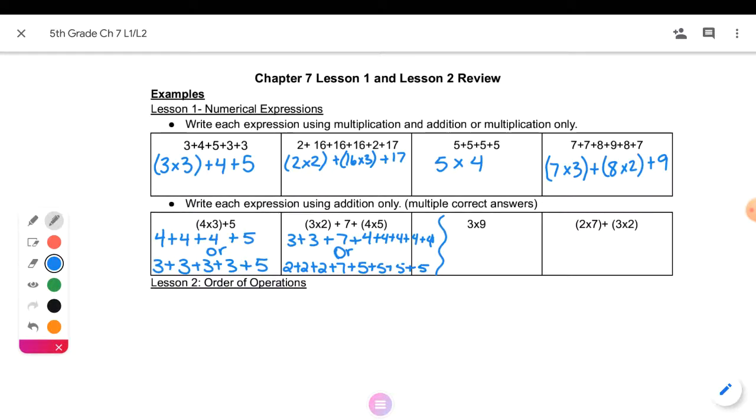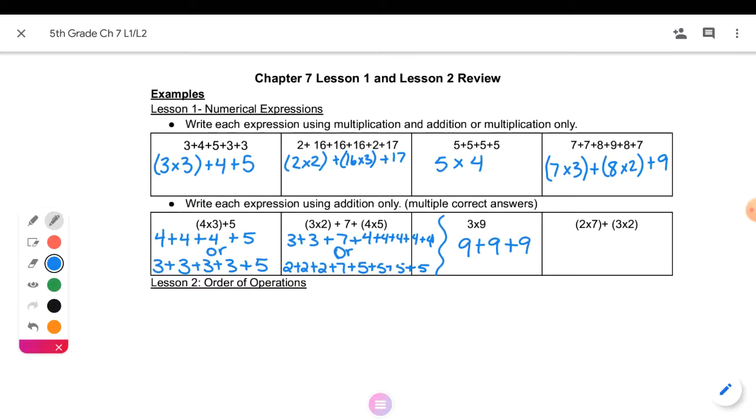Next one, 3 times 9. Who can do that in the shortest problem? The shortest problem. Addie B? 9 plus 9 plus 9. Let's keep that one simple. Who can just say what the other one would be? Kinley? 3 plus 3 plus 3 plus 3 plus 3 plus 3 plus 3 plus 3 plus 3. Yes. Nope, you did 10. 3 plus 3 plus 3 plus 3, 9 times.